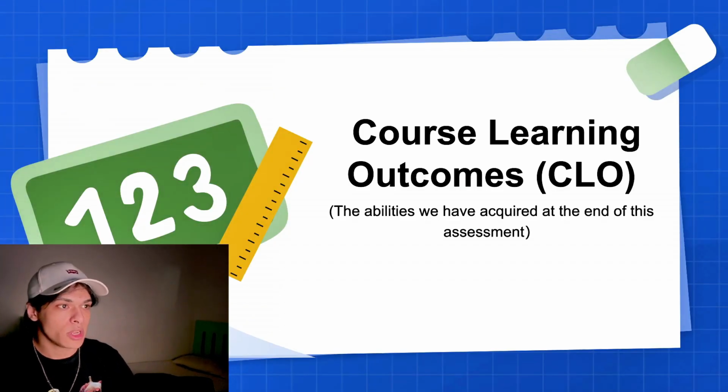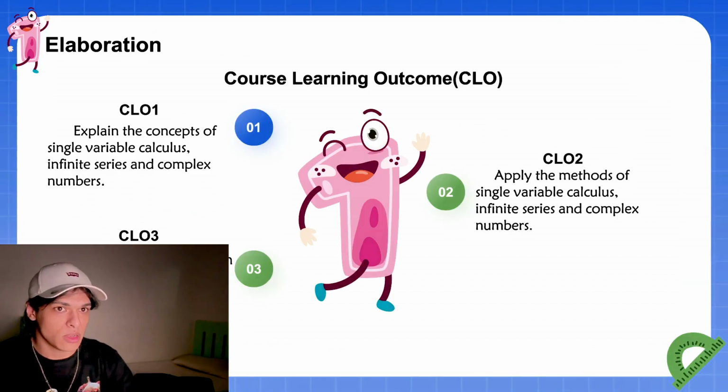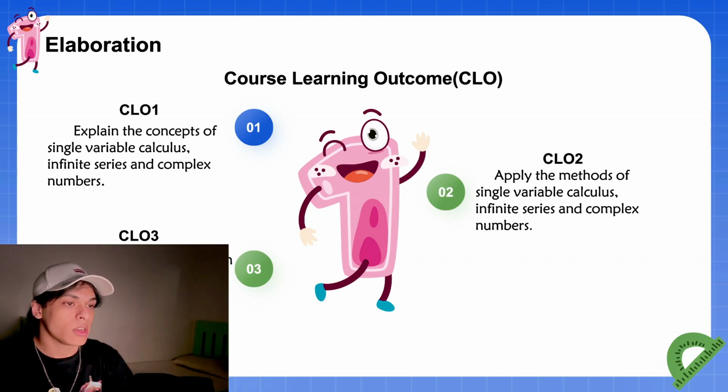So course learning outcomes, CLO, is the ability we have acquired at the end of this assessment. CLO 1, for example, explains the concepts of single variable calculus, infinite series, and complex numbers. In CLO 2, we applied the method of single variable calculus, infinite series, and complex numbers. And for CLO 3, we determined a suitable method in single variable calculus to solve various relatable problems.